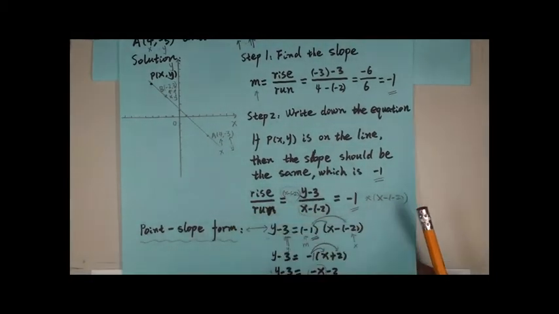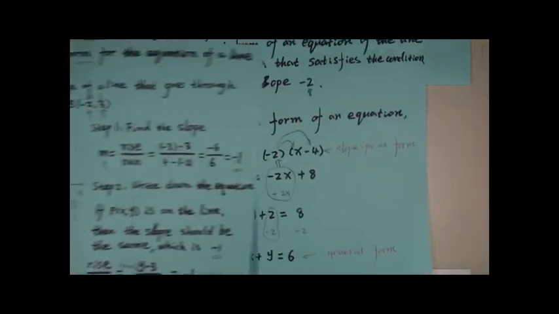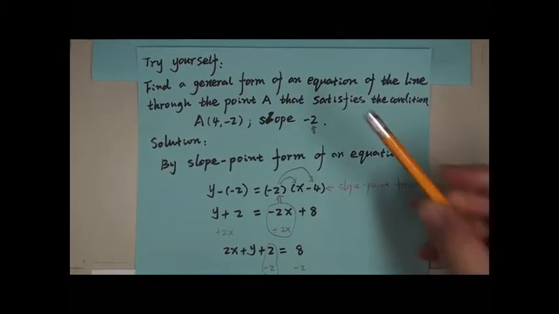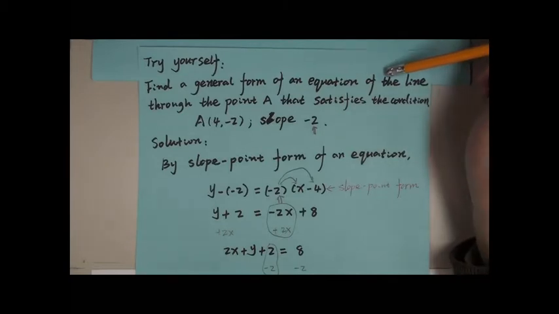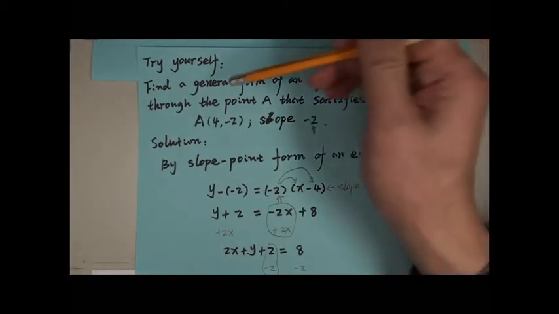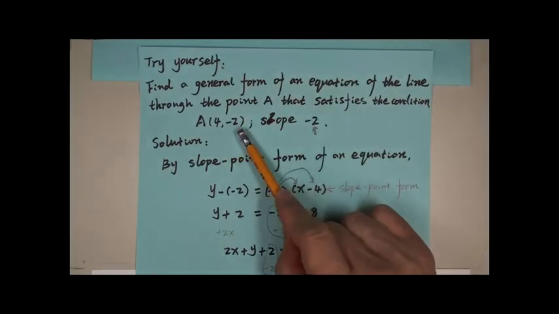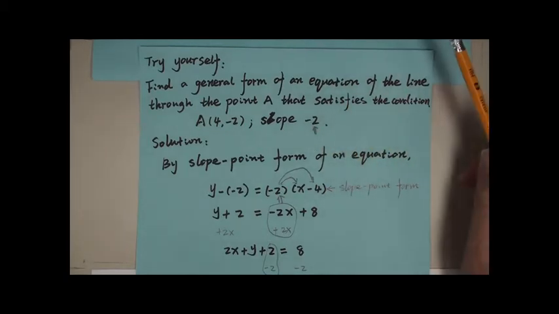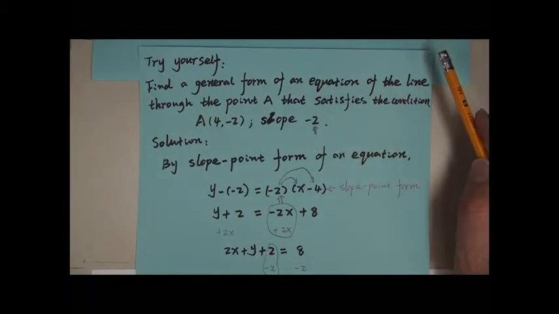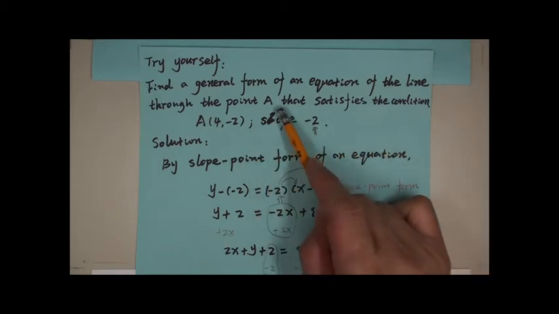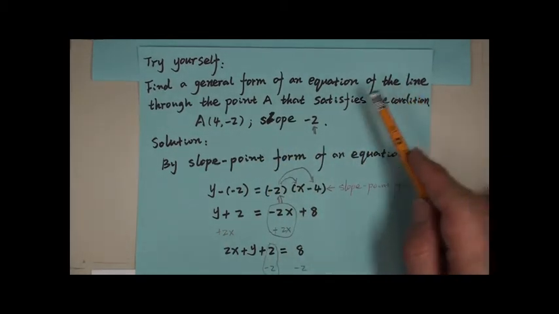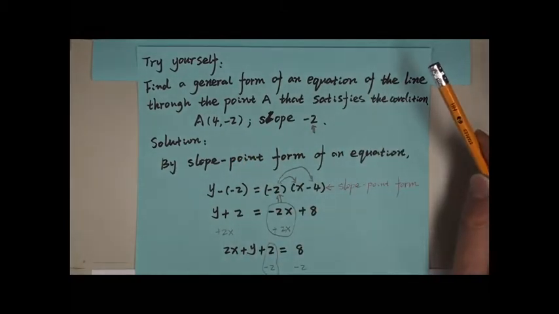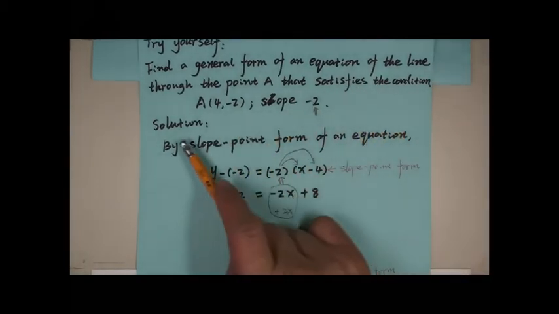Now this one is done, then you may try this one. Find a general form of an equation of the line through the point A 4, -2 that satisfies the condition. The slope is -2. So this one, we don't need to find the slope anymore. It's given -2. And we are given a point 4, -2. Now, how to solve this one?